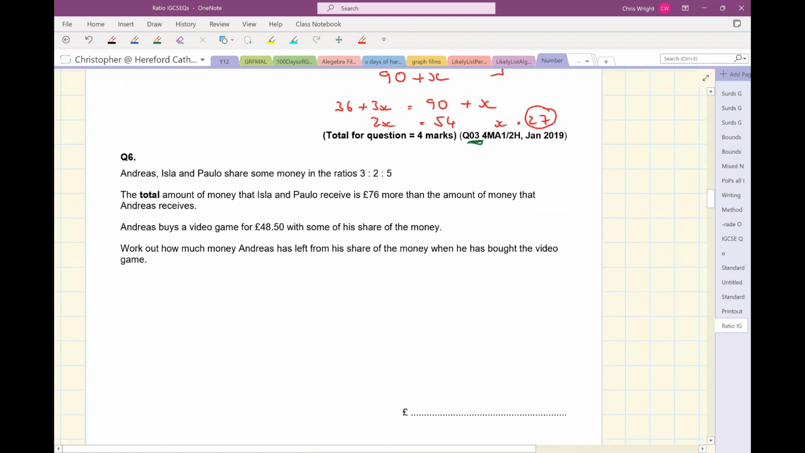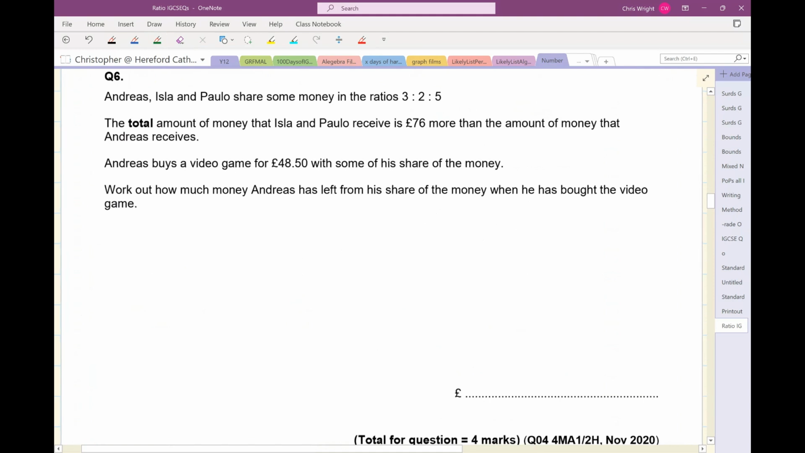Question 6. A, I, and P share some money in the ratio 3 to 2 to 5. Let's work out the total. 10. The total amount of money that Isla and Paolo receive. Oh, well, let's do I and P, shall we? I and P, they receive 7, don't they?